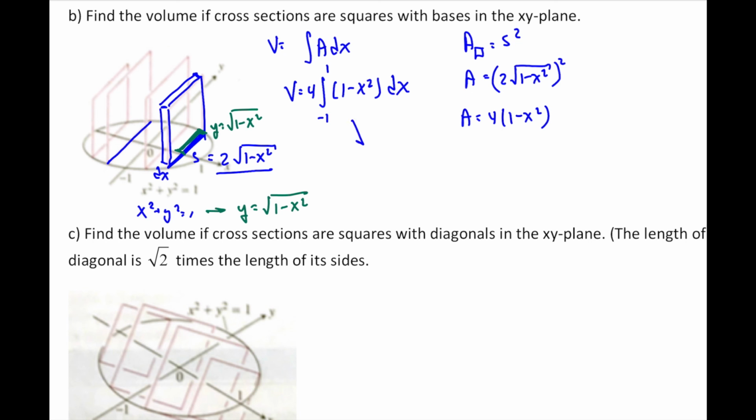Let's go back then. Our volume is going to be given by 4 times the integral, which I can evaluate. That's going to be x minus 1/3 x cubed evaluated from -1 to 1. I'll leave it to you to make that substitution. We're going to get 4 multiplied by 4/3. And so we've got a volume of 16/3 cubic units.